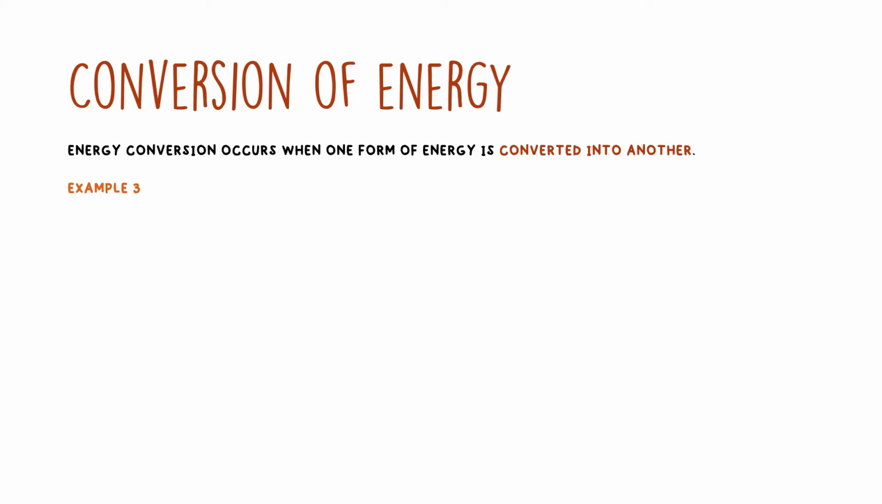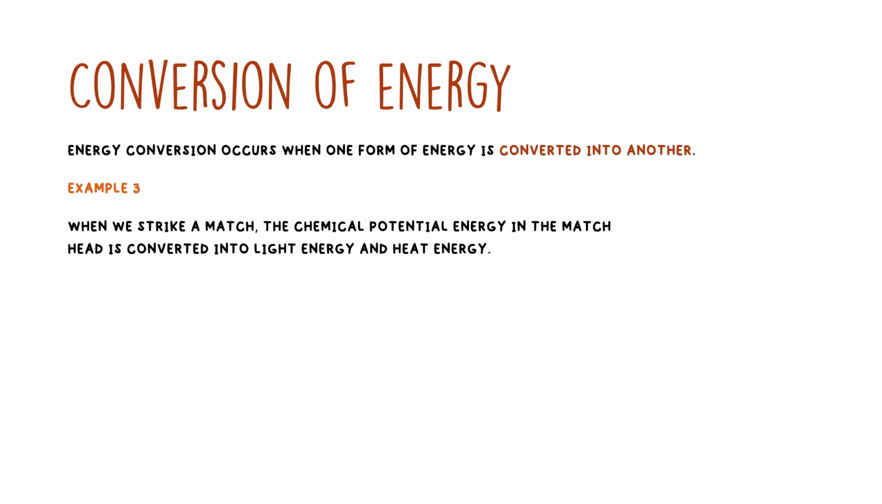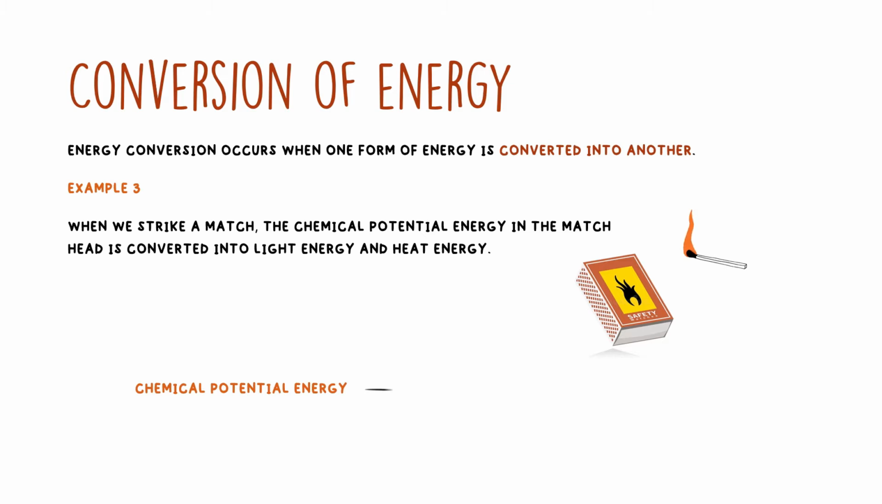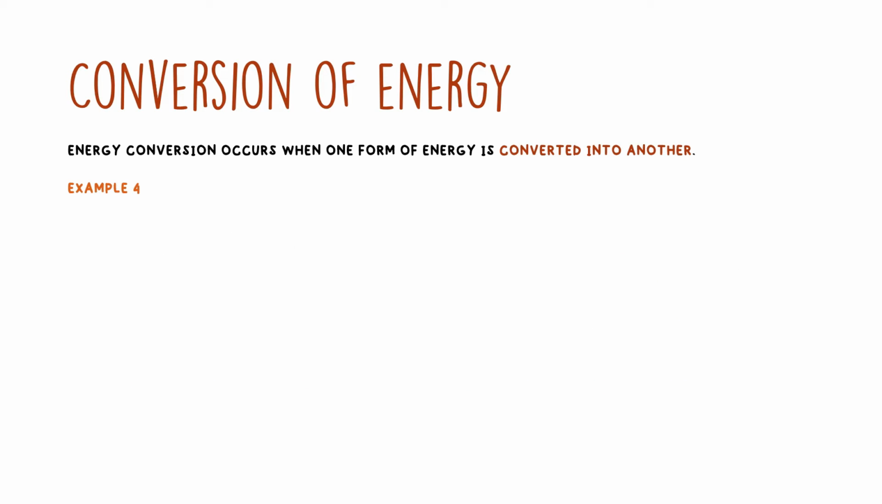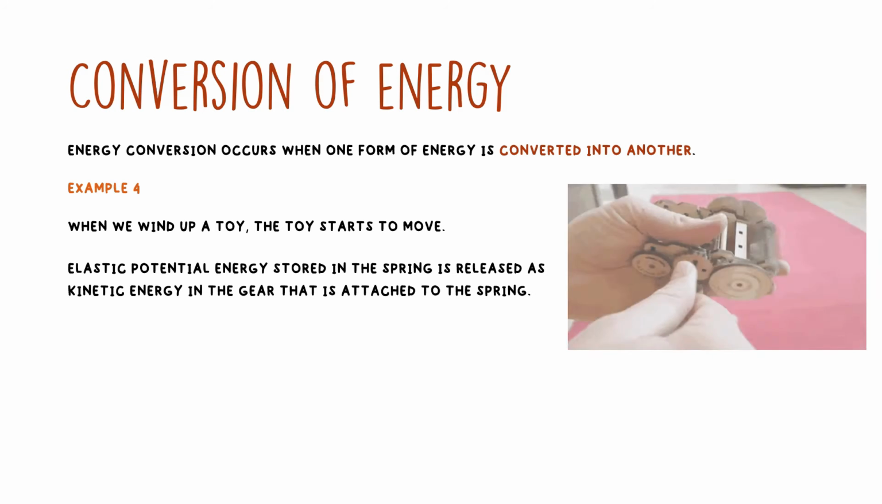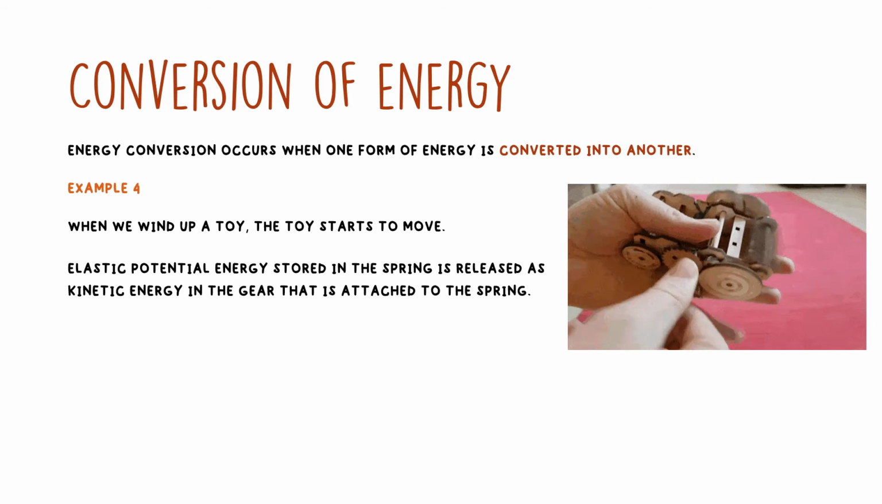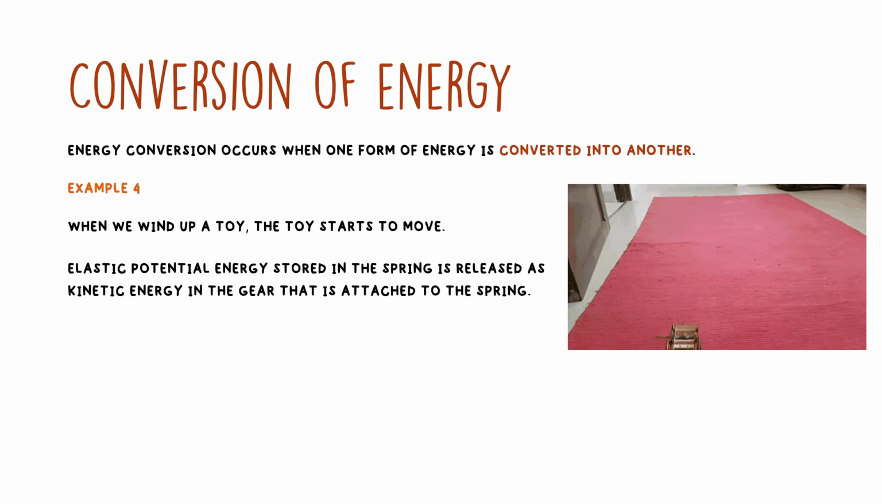Next, example 3. The head of a matchstick contains chemical potential energy. When we strike a match, the chemical potential energy in the match head is converted into light energy and heat energy. Example 4. When we wind up a toy, the toy starts to move. Elastic potential energy stored in the spring is released as kinetic energy in the gear that is attached to the spring.